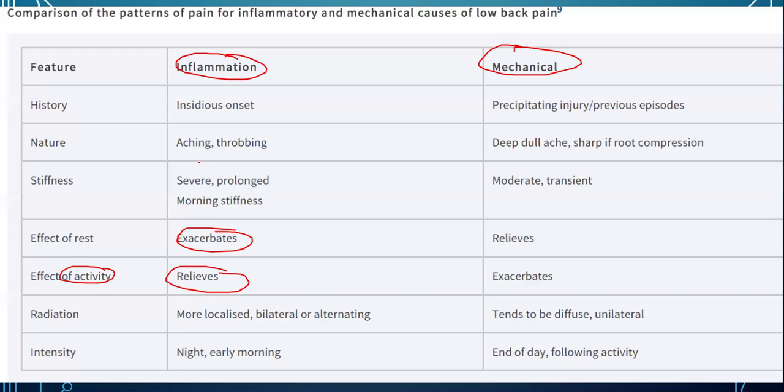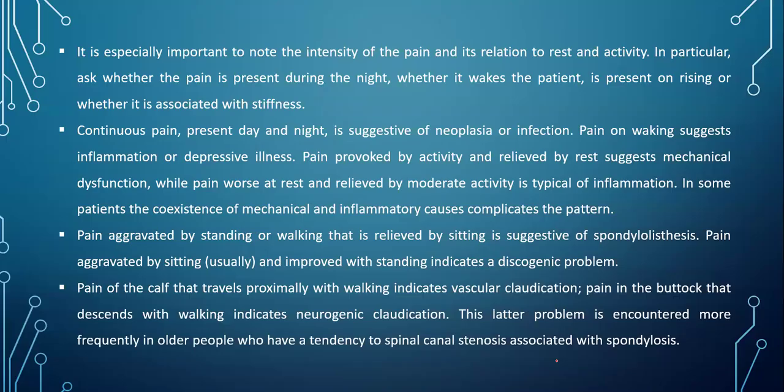And inflammatory arthritis or inflammatory low back pain also has severe, prolonged morning stiffness. And it gets worse in the night and in the early morning. Whereas mechanical pain gets better with rest and worse with activity. And at the end of the day, it gets worse. Okay? So that's how we differentiate mechanical and inflammatory pain.